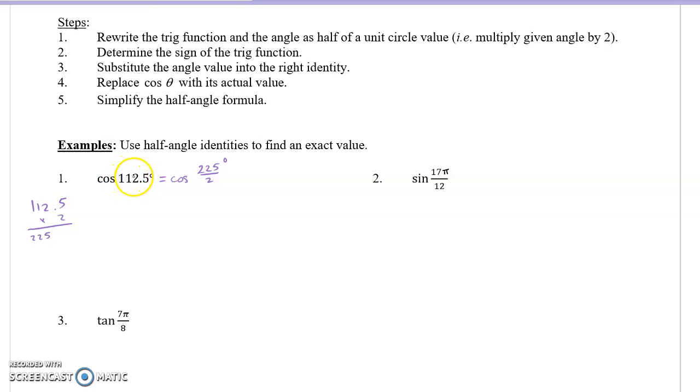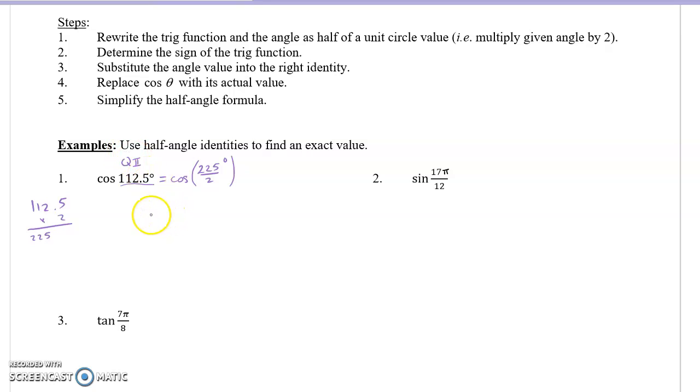Okay, so what we now need to do is determine the quadrant that our angle lies in so that we can determine the sign of our answer. Do not look at the 225 for this. We are not taking the cosine of 225, we are taking the cosine of 112.5. This is a quadrant 2 angle, which means that the cosine is going to be negative. Cosine is negative in quadrant 2.